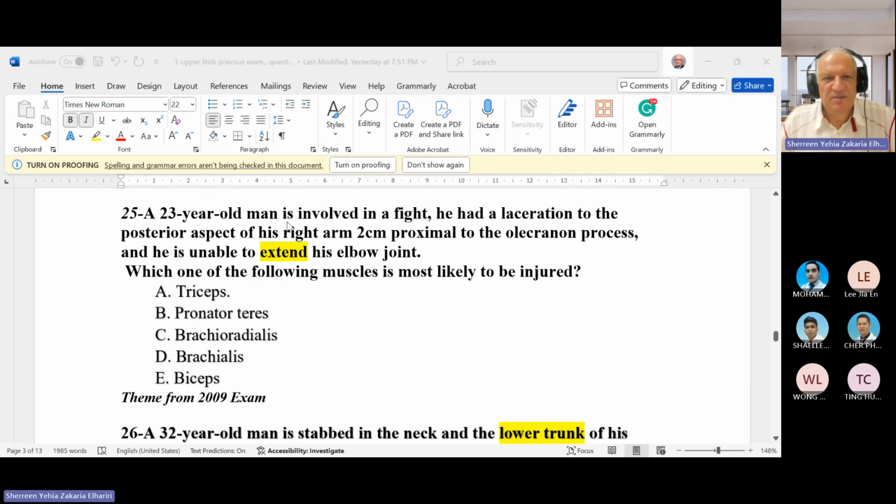A 23 year old man is involved in a fight and has a laceration in the posterior aspect of the right arm, 2 cm proximal to the olecranon process. He's unable to extend his elbow. Extension of the elbow usually is by the radial nerve, but here he's not asked about the nerve, he asked about the muscle. So which important muscle that extends the elbow is supplied by the radial nerve? Anyone knows the answer?